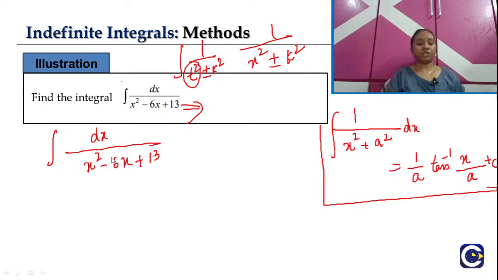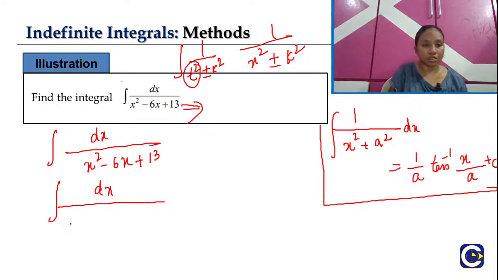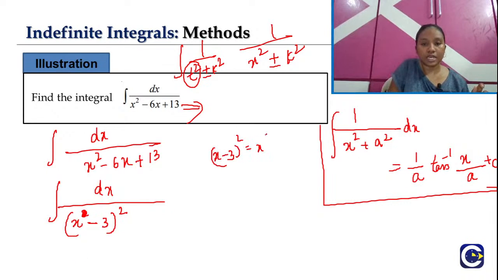So I'll just explain it here. What is my denominator? My quadratic x square minus 6x plus 13. If I'm going to express it in terms of x square, I'll be taking x square. As I am having minus 6x, it will obviously be minus something. So 2 into 3 here, so it will be x minus 3 obviously. So x minus 3 whole square. What is the expansion of x minus 3 whole square? x square plus 9 minus 6x.